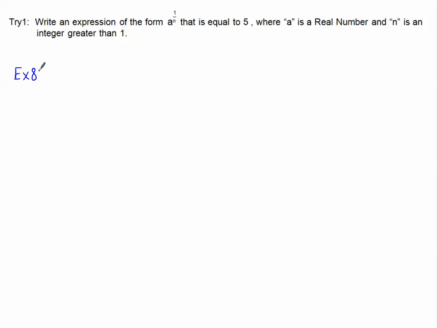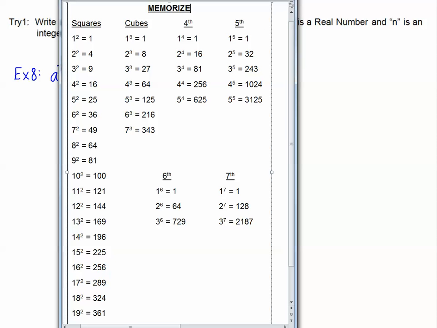We'll call this example 8, I guess. So let's say I wanted to do the same thing, but instead of equal to 5, let's say I wanted it to be equal to 2. I want a to the 1 over n to be equal to 2. Well, I can just look at my powers table, and I know if I'm talking about something that's supposed to be equal to 2, I know that 2 squared is 4, 2 cubed is 8, 2 to the 4th is 16, 2 to the 5th, and so on and so forth. I know a bunch of things that 2 can be raised to.